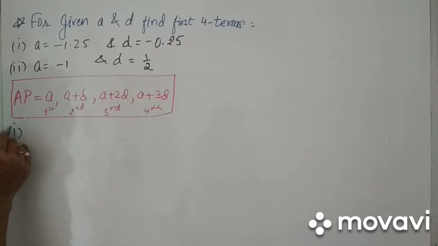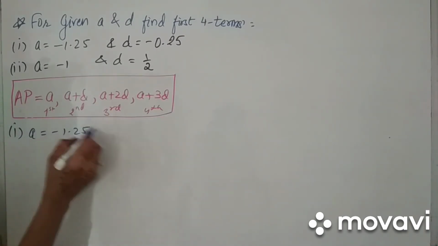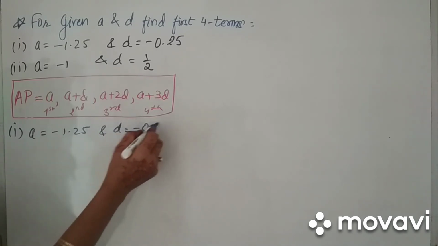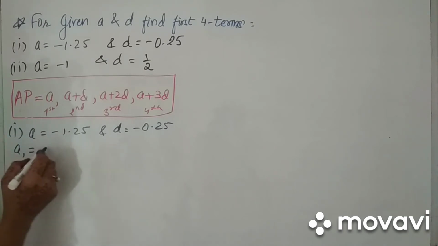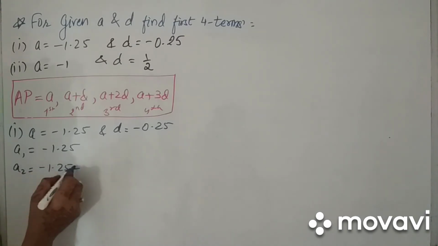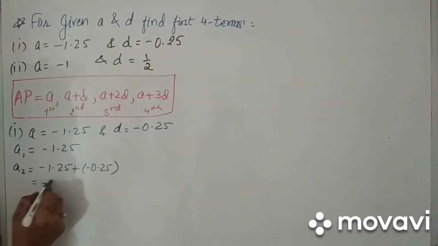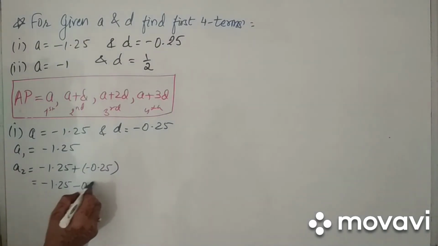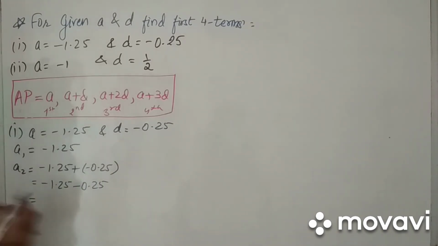First one, what is A? A is equal to minus 1.25 and D is equal to minus 0.25. Now A1 is equal to minus 1.25. A2 is equal to minus 1.25 plus D, meaning minus 0.25. Plus minus minus, minus 1.25 minus 0.25. So what are we getting?